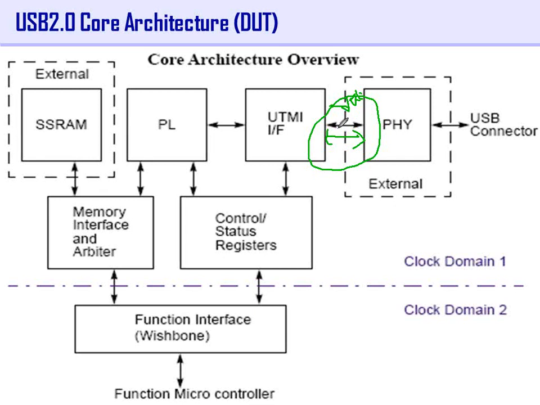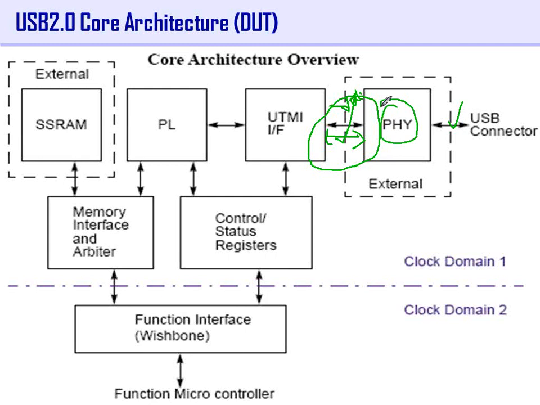Hence you don't need to send what? Sync and EOP here. Whereas here you need to do what? Sync and EOP. What is that we are modeling at? Are we verifying at this level? At this level, the UTMI level. So do I need to worry about sync and end of packet? I don't need to, because that is taken care of by the PHY. I am not verifying the PHY here. So for me, sync and end of packet is out of the picture.